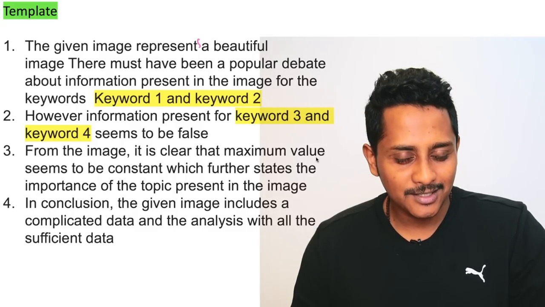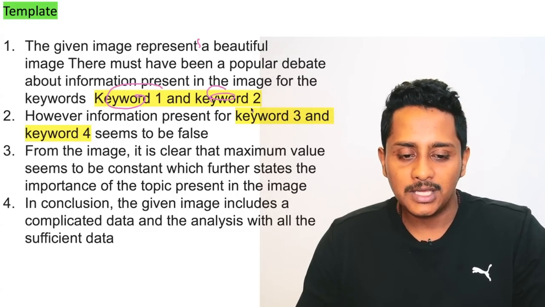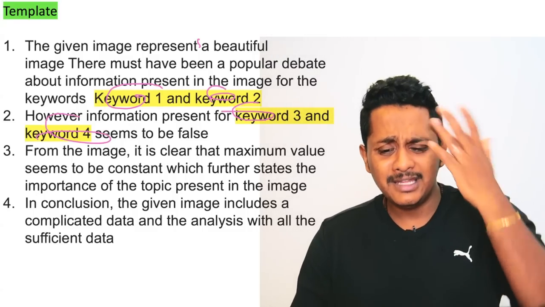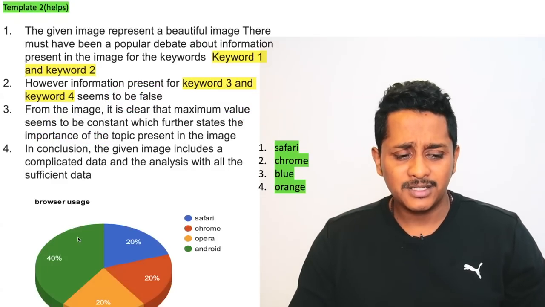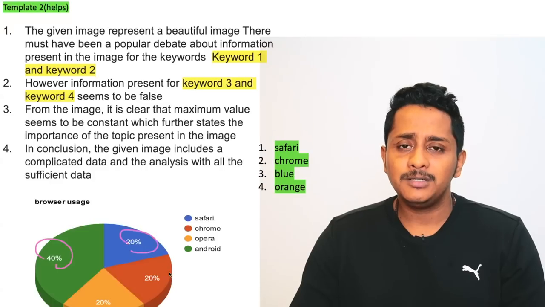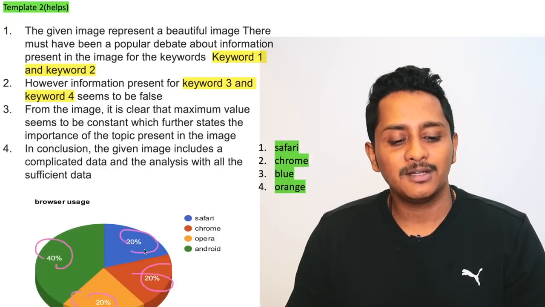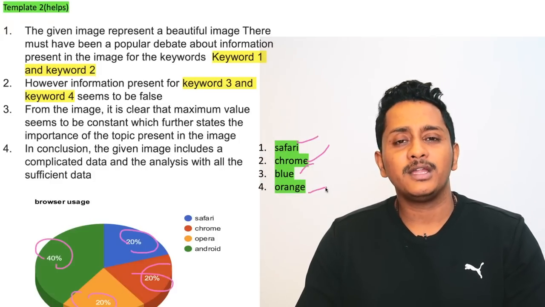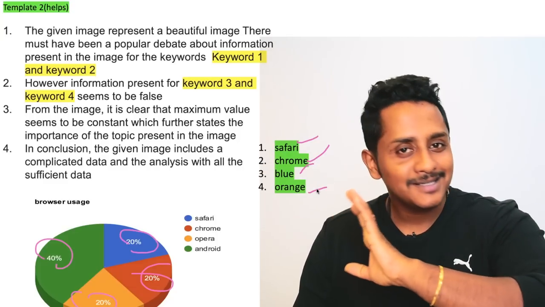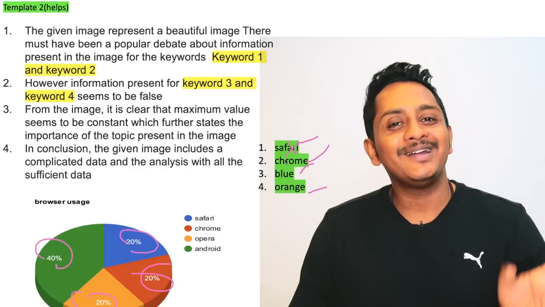The way I spoke in the read aloud, I did with 4 keywords. How to find keywords? Anything from the image. Look at this image. 40%, 20%, 20%, 20% could be 4 keywords, or Safari, Chrome, blue, orange, enough. Anything, it doesn't matter. Whether you miss this also, it doesn't matter.